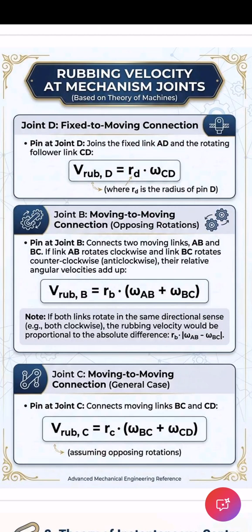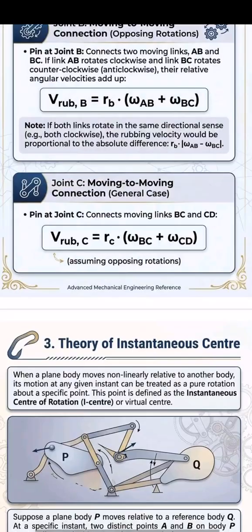If both links rotate in the same directional sense, for example both clockwise, the rubbing velocity would be proportional to the difference, r B times omega AB minus omega BC. Moving to moving connection, general case. Pin at joint C connects the moving links BC and CD. Rubbing velocity at C is r C times omega BC plus omega CD.